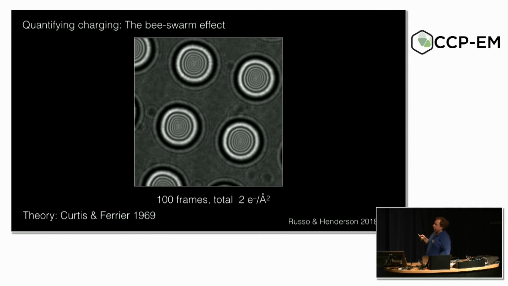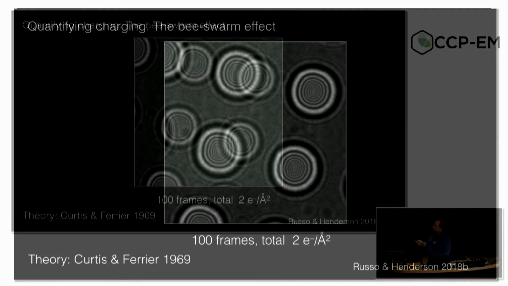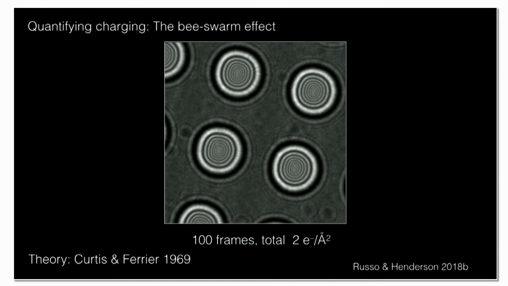So this is called the bee swarm effect. It's been known about in EM for forever. The theory was worked out by Curtis and Ferrier in Cambridge, actually back in the late 60s. But you can see it very nicely in these sort of movies. And this is a 100-frame movie of 2 electrons per angstrom squared. So what this should tell you is this is happening very, very fast, right? So these are 0.02 electrons per angstrom squared per image. So this happens extraordinarily quickly, and we figured out how to quantify it.